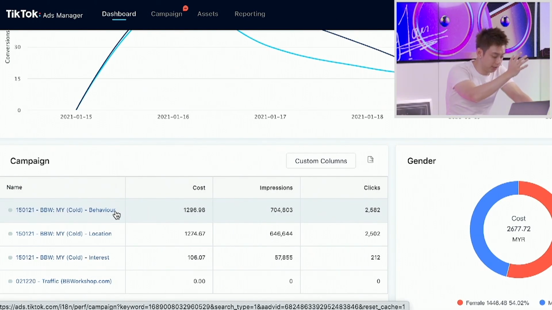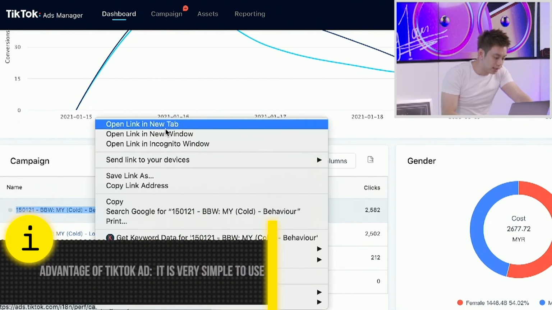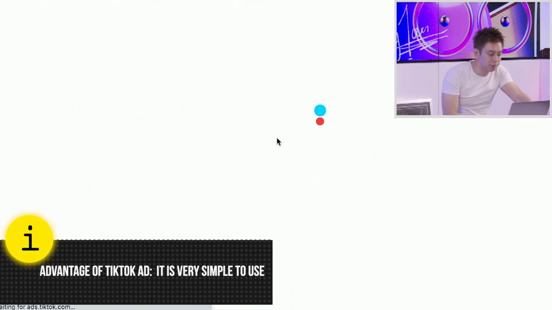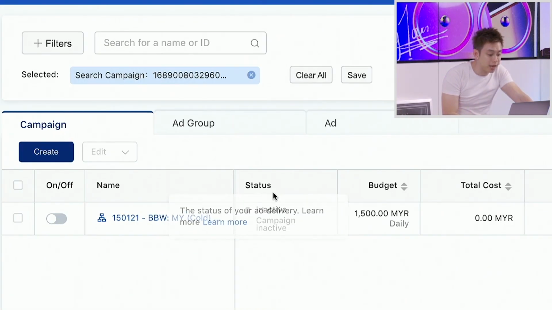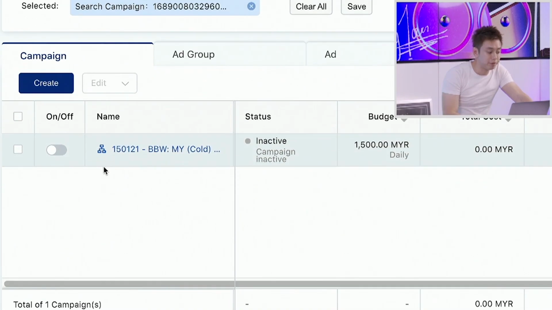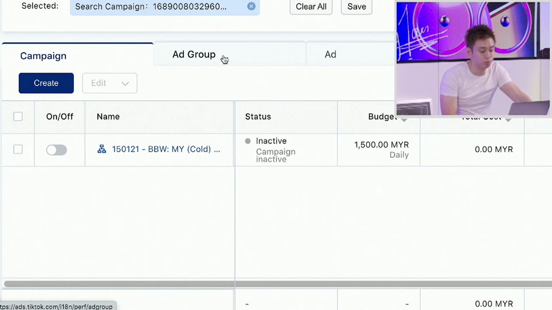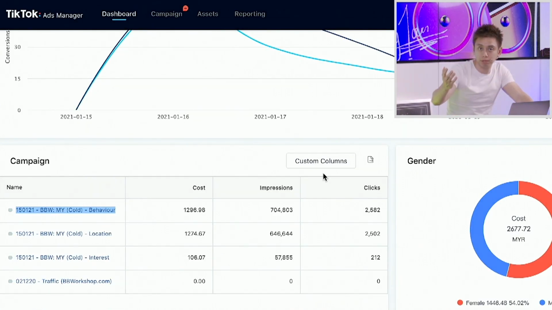First advantage of setting this up is that you will see it's actually very simple to use and it looks like Facebook, right? The entire setup literally looks like Facebook. So if you've ever done Facebook ads, you'll know that it's exactly like Facebook ads where you have the campaign, ad group, and ads. Okay, so that's like the first advantage. So you'll pick up really easily if you've ever utilized Facebook ads before.